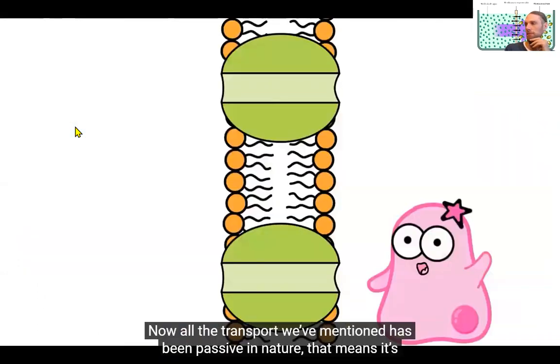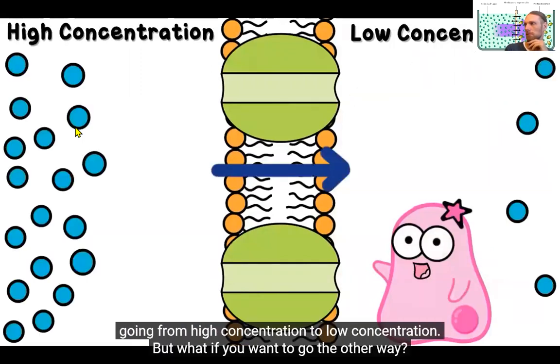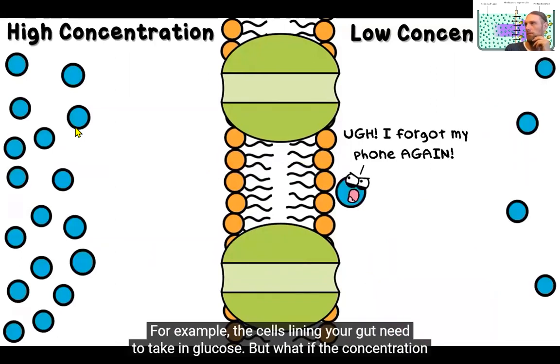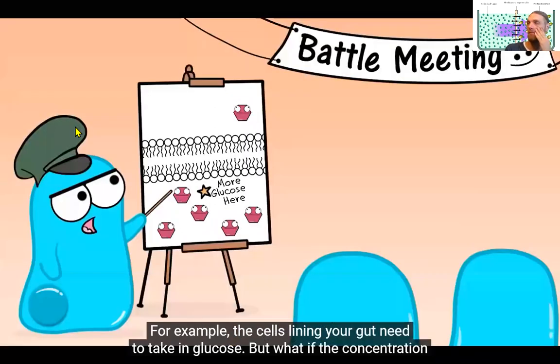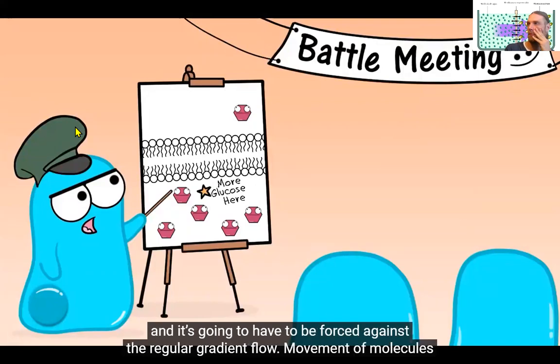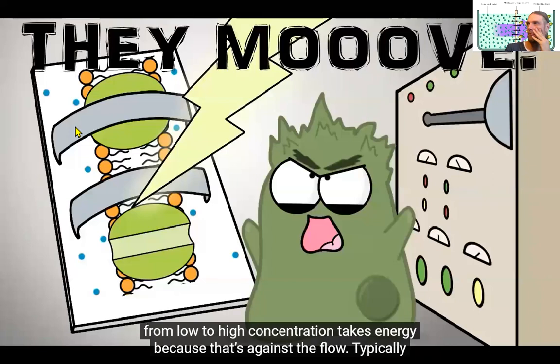Now all the transport we've mentioned has been passive in nature. That means it's going from high concentration to low concentration. But what if you want to go the other way? For example, the cells lining your gut, they need to take in glucose, but what if the concentration of glucose in the cell is higher than the glucose concentration in the environment? We would still need to get the glucose in, so it's going to have to be forced against the regular gradient flow. Movement of molecules from low to high concentration will take energy because that's against the flow.